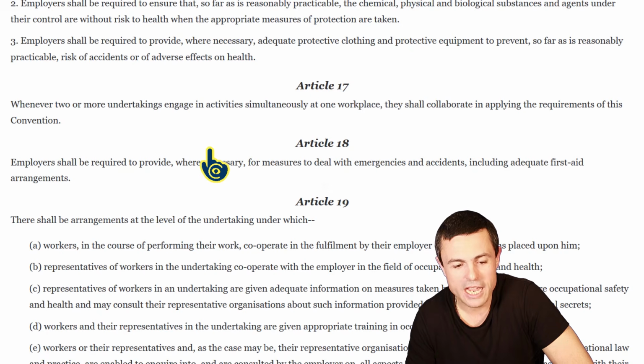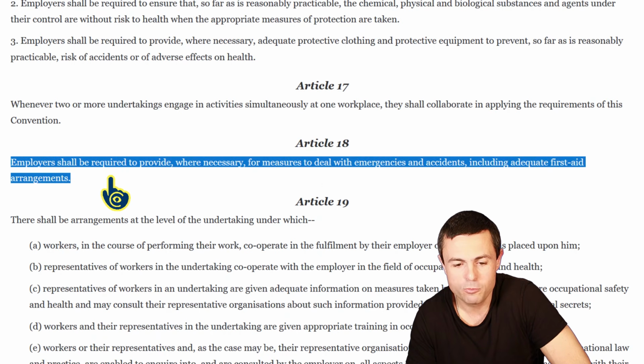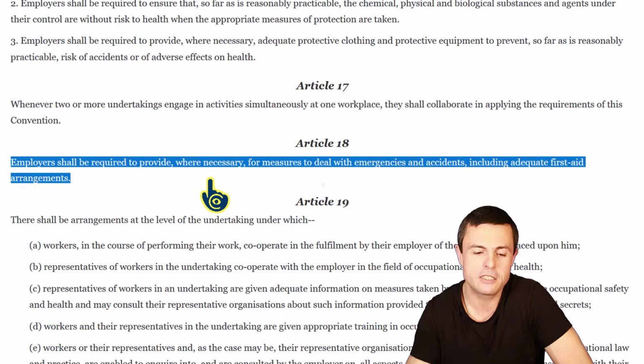What else is in here? Article 18, employers shall be required to provide, where necessary, measures to deal with emergencies and accidents, including first aid.